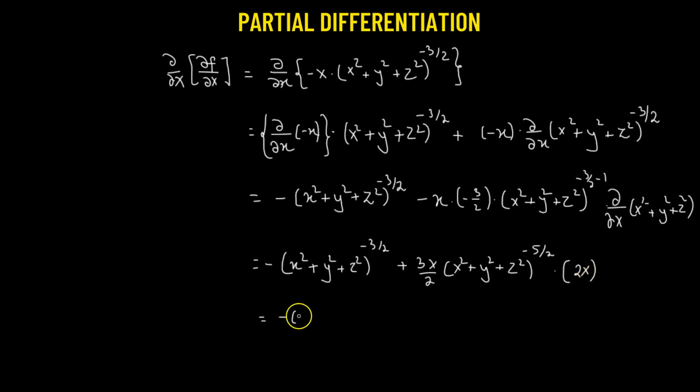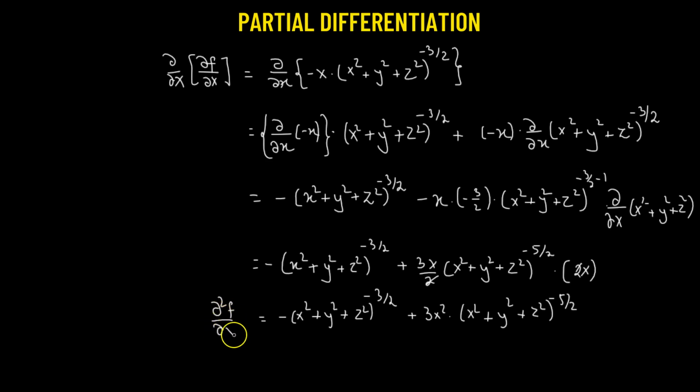So this gives us negative (x squared plus y squared plus z squared) raised to the power of negative 3 over 2 plus, so here the 2 and 2 get cancelled. So this gives us plus 3x squared multiplied to (x squared plus y squared plus z squared) raised to the power of negative 5 over 2. So we have obtained the second partial derivative of f with respect to x.